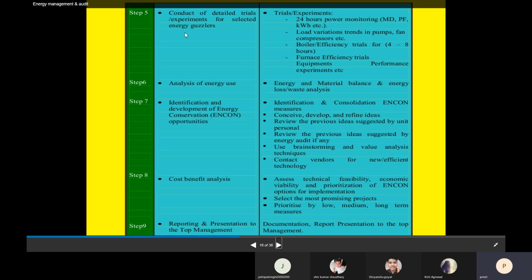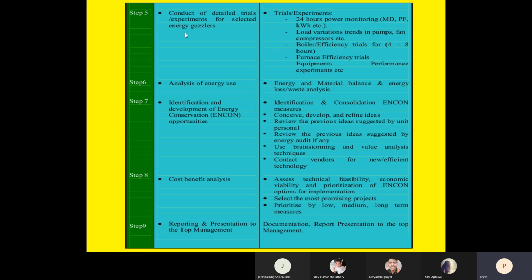The fifth step under the second phase includes conducting detailed trials and experiments for the selected energy guzzlers. The result it should bring is that trials and experiments will take place, and under these, 24-hour power monitoring will be done, and load variation trends in pumps, fans, compressors, or whatever component you are doing the energy auditing for will be taken.